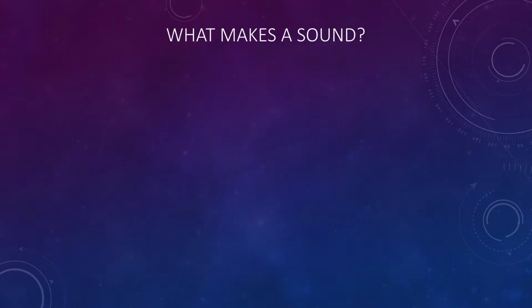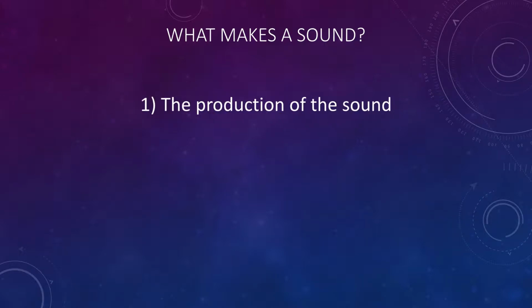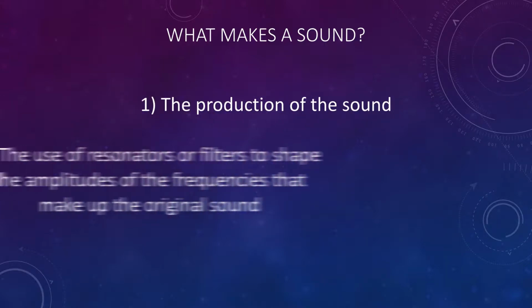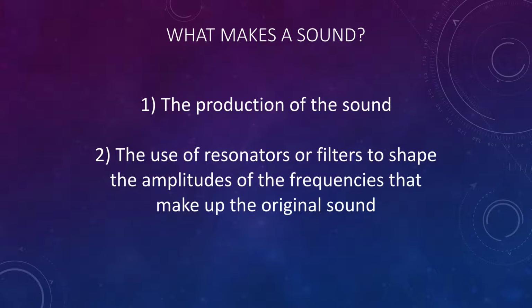There are two parts to understanding what makes up a sound. One, the production of sound, and two, the use of resonators or filters to shape the amplitudes of the frequencies that make up the original sound. Let's look at a tube.